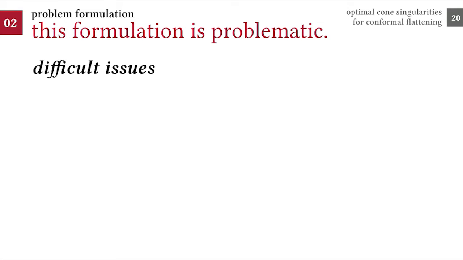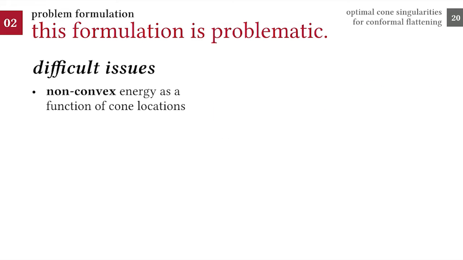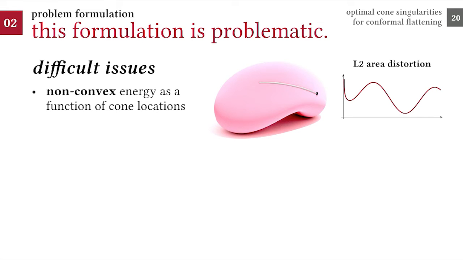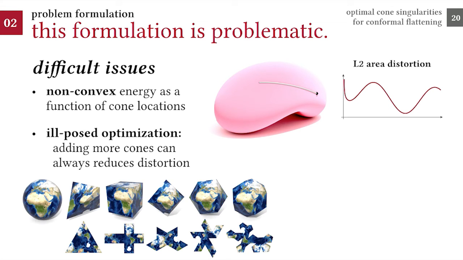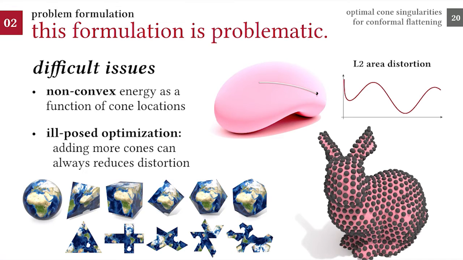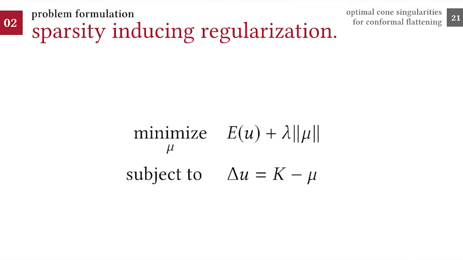Now the formulation we have is still a bit problematic. The first is that it's in some sense non-convex. As I move a singularity around the surface, the energy will actually fluctuate up and down, making it very difficult to find global minimizers, especially if we're trying to do something like gradient descent. The second issue is that the problem's ill-posed. I can always reduce distortion further and further by adding more and more cone singularities. For example, in the discrete setting, I could simply place a cone at every single vertex and have no distortion whatsoever. Both of these issues can actually be elegantly dealt with using a convex relaxation.